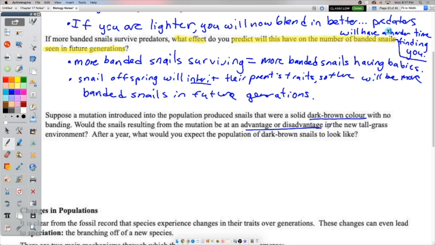These dark snails now, in an environment where there's no shade, how are they going to do? Is this something that's going to give them an advantage, or is this going to give them a disadvantage? It's going to be a disadvantage, right? They're going to stick out like a sore thumb. Birds are going to see them right away, pick them up, eat them.